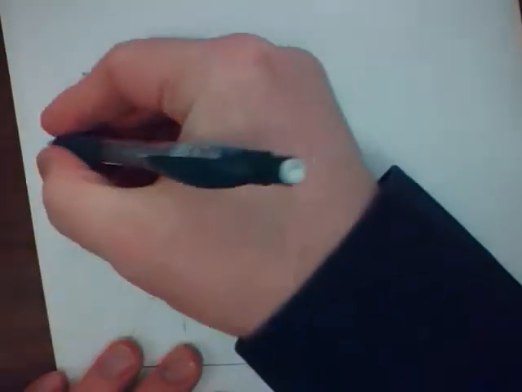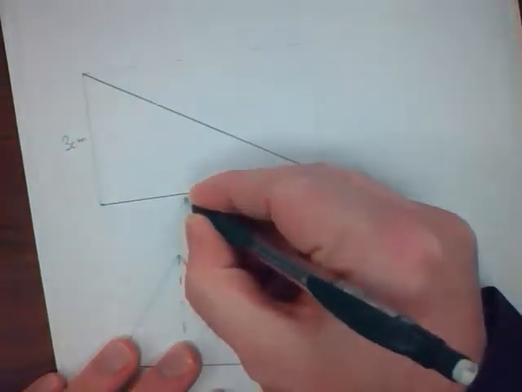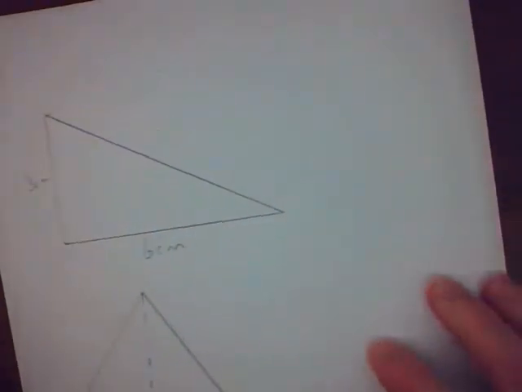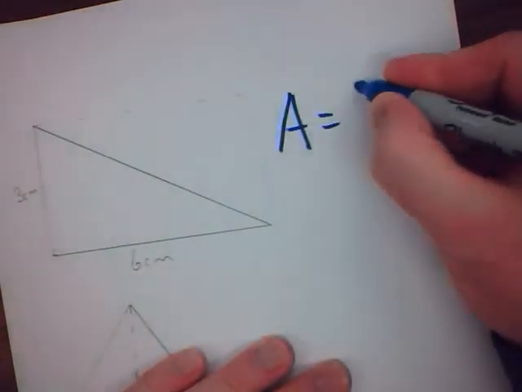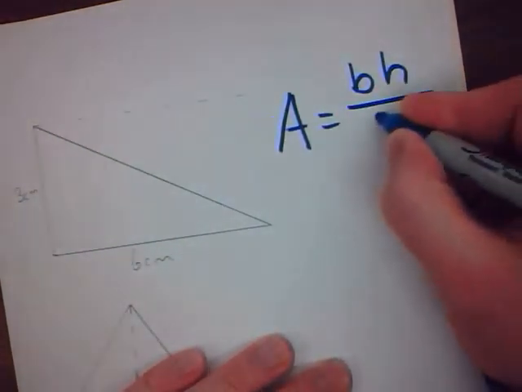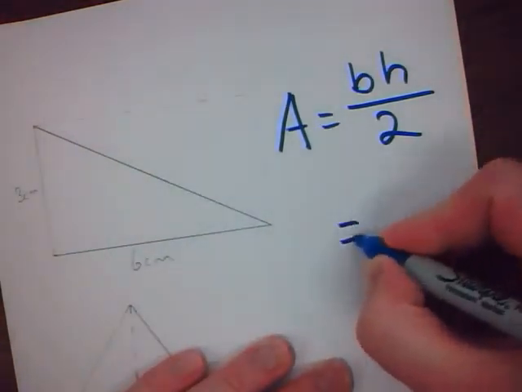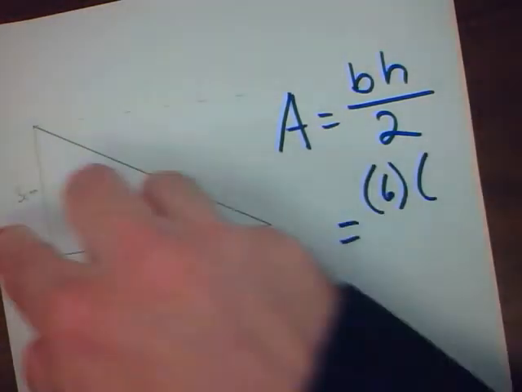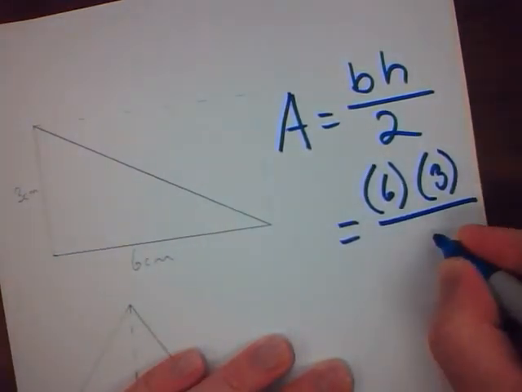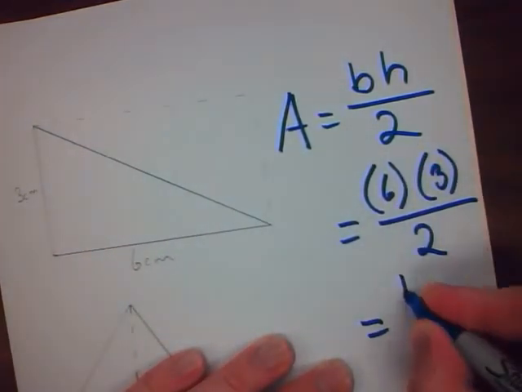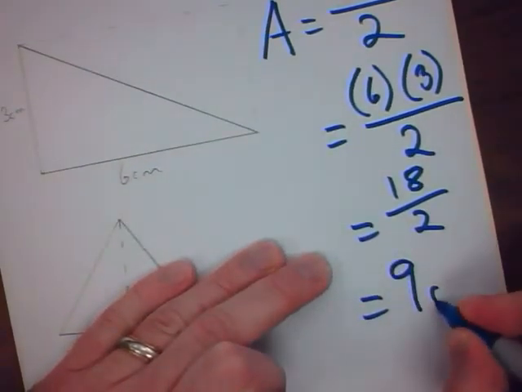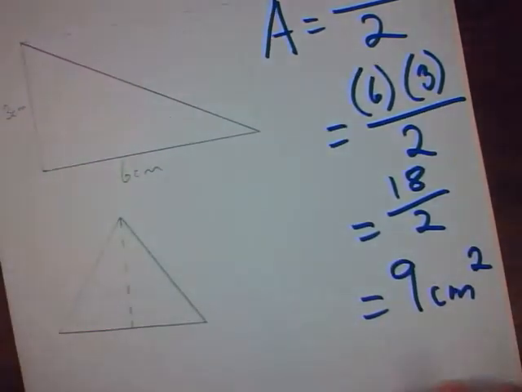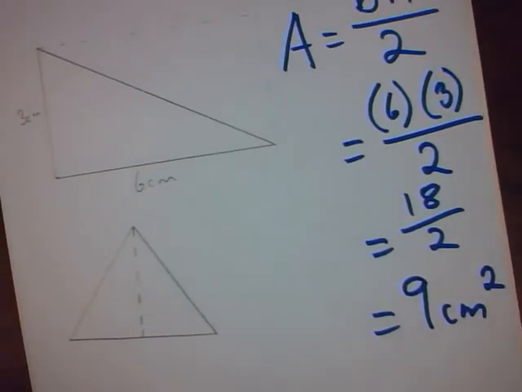So let's take an example of how to solve these questions. We'll call this 3 centimeters and we'll call this 6 centimeters. I take the formula. Capital A for area, base times height divided by 2. The base in this case is 6 centimeters. The height is 3 centimeters. And that is divided by 2. 6 times 3 is 18 divided by 2. This will give me 9 centimeters squared. And that is how to calculate the area of a triangle.